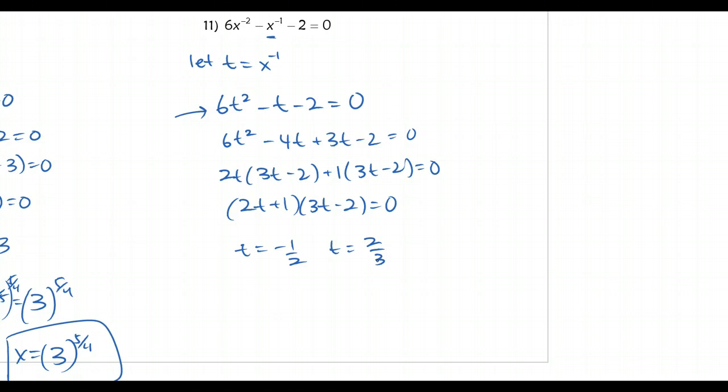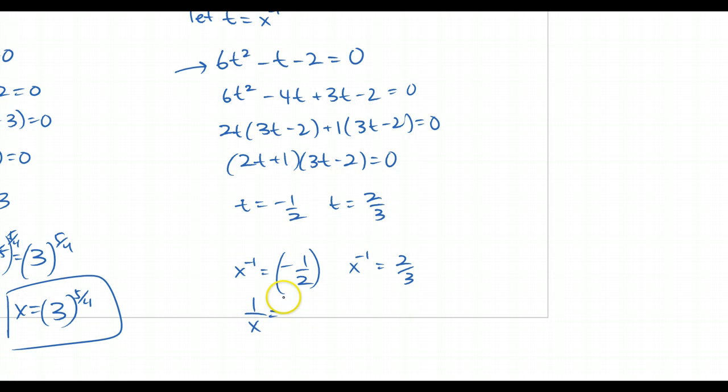Okay, so now I'm going to substitute back in x to the negative first power. So x to the negative first is equal to negative 1/2, and x to the negative first is equal to 2/3. So solving for x here, you can think of this either way. You can raise this to a negative first power if you wanted to. It'll produce the same results. If you also look at this as 1 over x equaling negative 1/2, then this is just the reciprocal, so x would equal negative 2. And the same thing here, we think of that as 1 over x equaling 2/3, then x should equal 3/2.